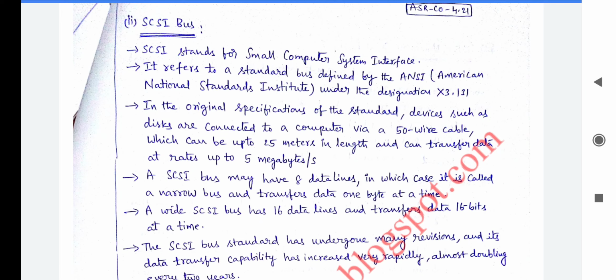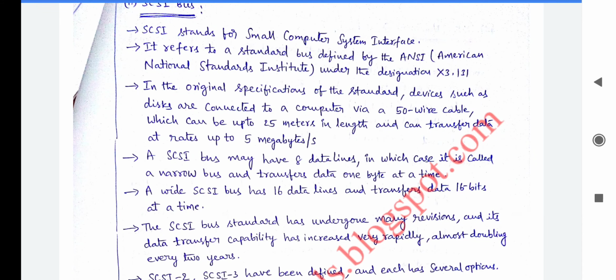A SCSI bus may have 8 data lines, in which case it is called a narrow bus and transfers data 1 byte at a time. A wide SCSI bus has 16 data lines and transfers data 16 bits at a time, I mean 2 bytes.